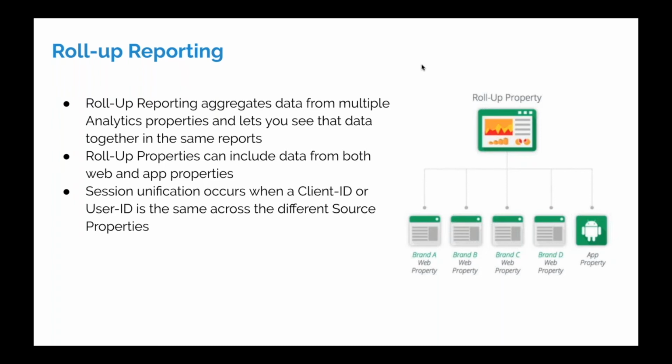Roll-up properties include data from web and app, as I just mentioned, and session unification will also occur. So if a user is on your desktop site and on your mobile site, for example, and they have the same client ID or user ID because they've logged in, then they will show up as one unique user. So you do get unification. You do not get duplicates in those situations when you have a true roll-up property. So, like I said, for your multi-brand CPG global organizations, maybe sites or organizations with a few different brands or a few different websites that they want to combine into one stack, roll-up reporting does just that.